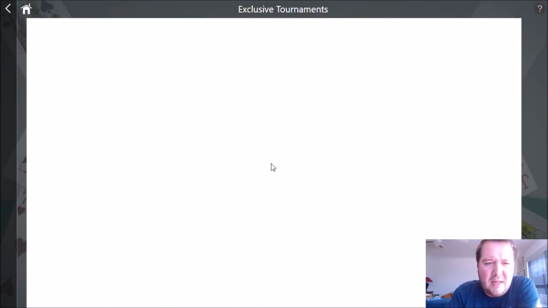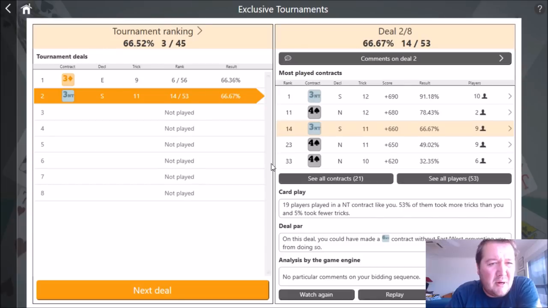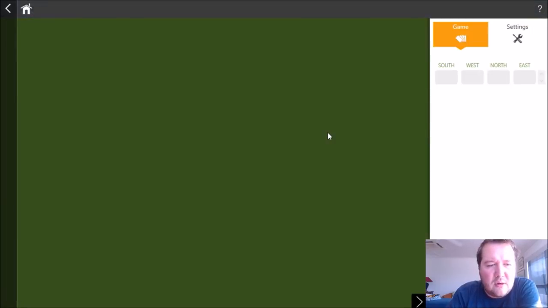I think this might be okay anyway, playing in three no trumps rather than four spades. 66%. Lots of people made, well, not lots of people, but some people made 12 tricks. So let's just have a quick look here.